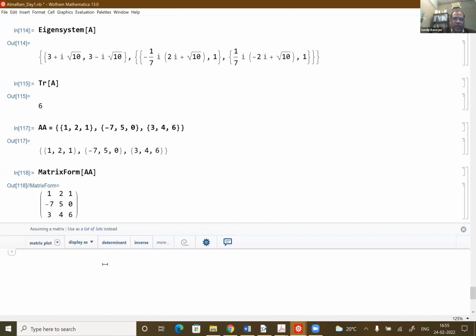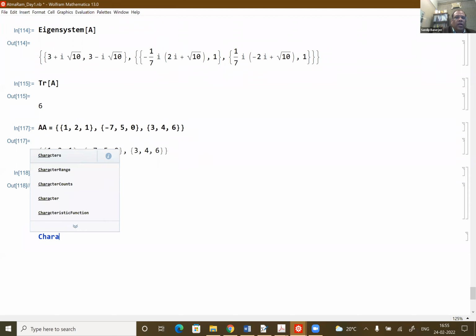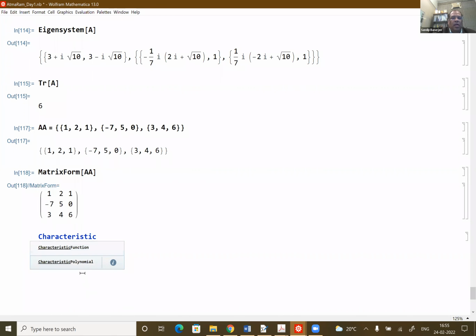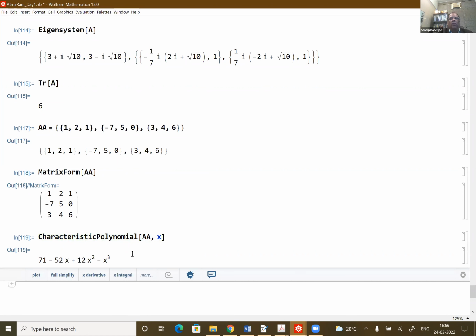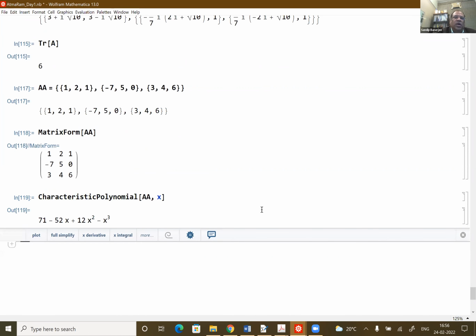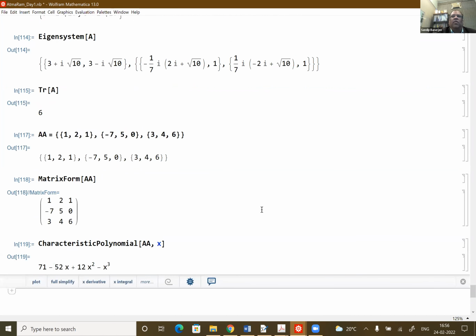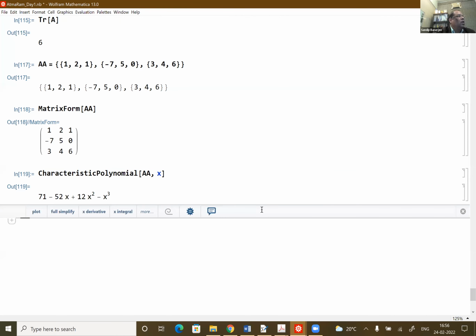Yes, another was the characteristic polynomial. If you want the characteristic polynomial also, then it will need x. So it gives the polynomial. And if you put equal to 0, it's the characteristic equation, and you can solve it. Okay, let me move to day 2.